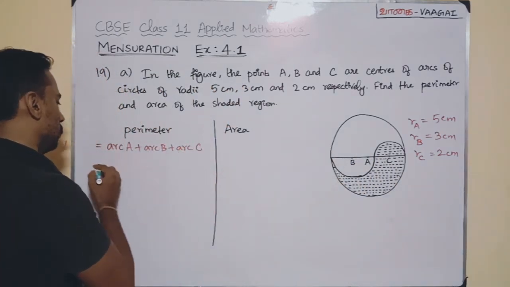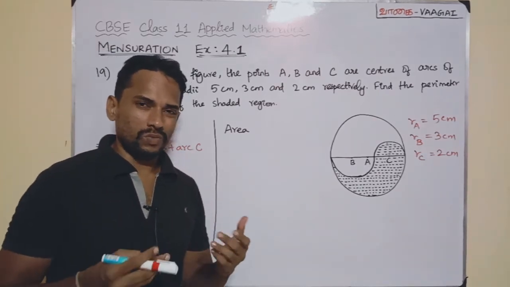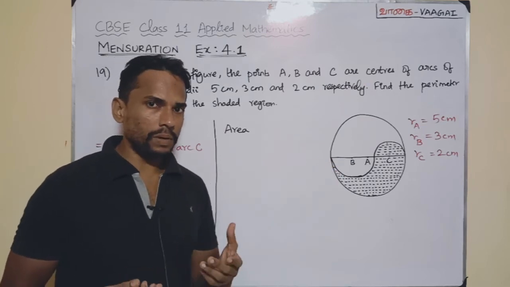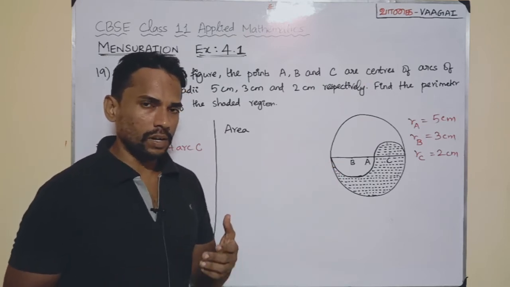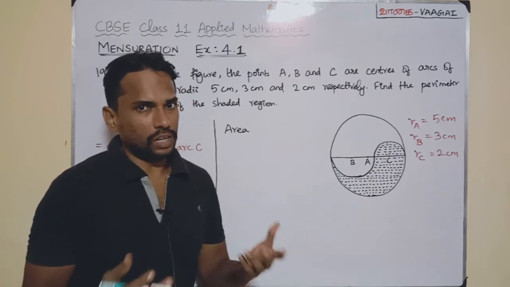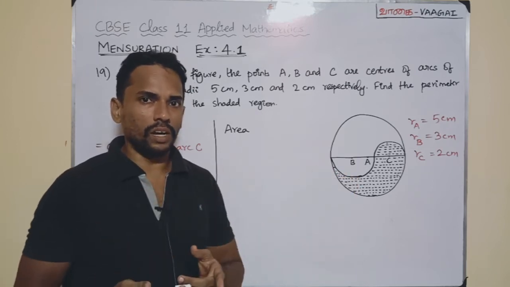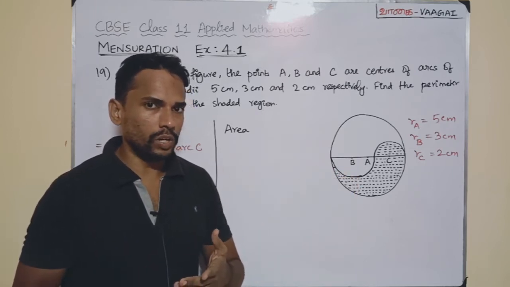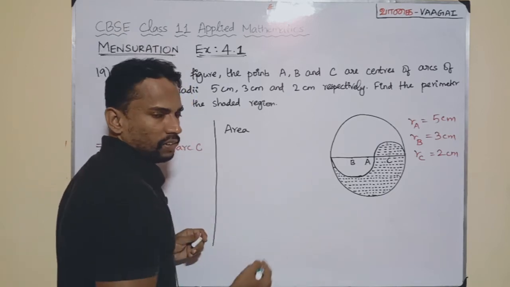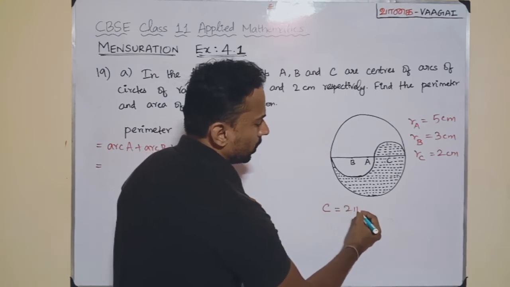So this will be equal to, now think about what the arc length will be. It's very simple. Since these shapes are semicircles, the arc will be nothing but half of the circumference of the full circle. Why? Because these are all semicircles. For a full circle, we know the circumference formula is 2 pi r. So I will write it here: for a full circle, the circumference will be 2 pi r.